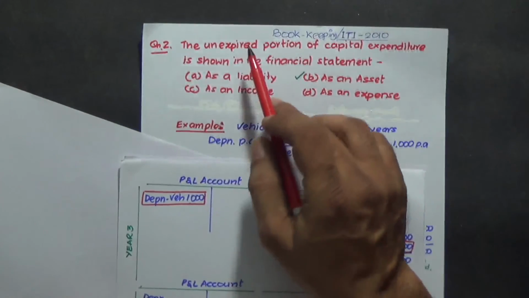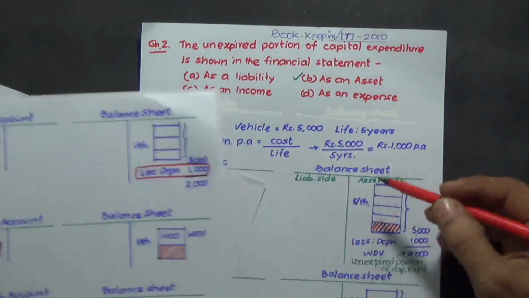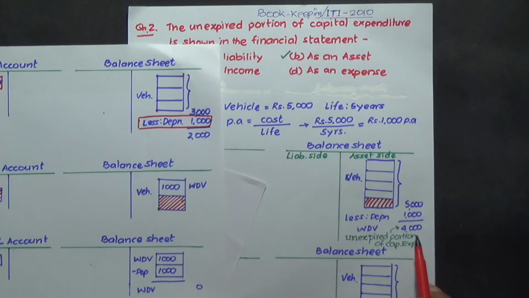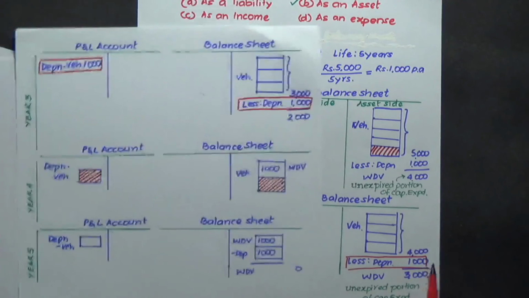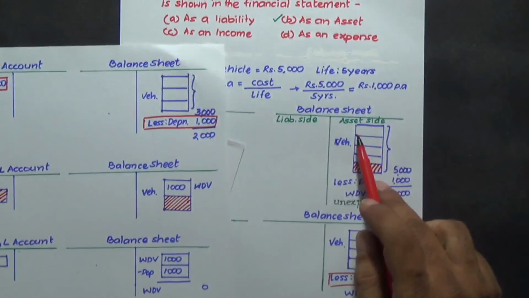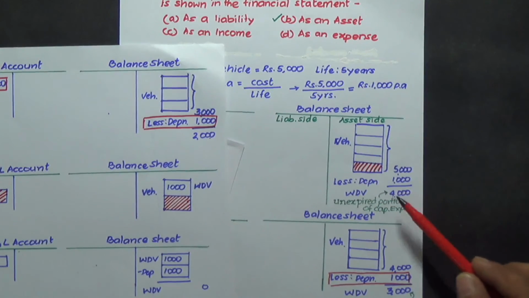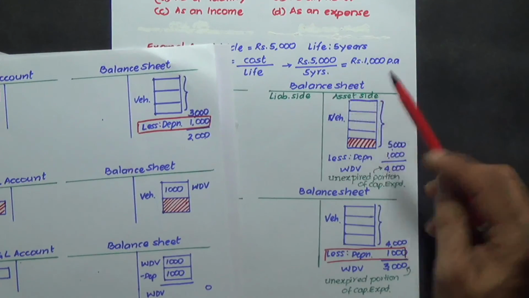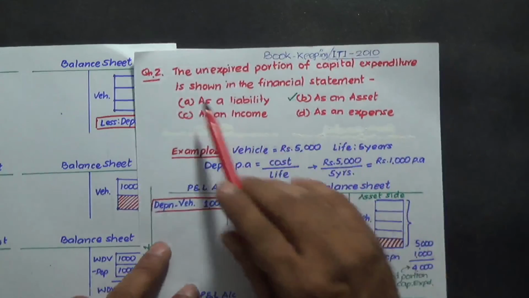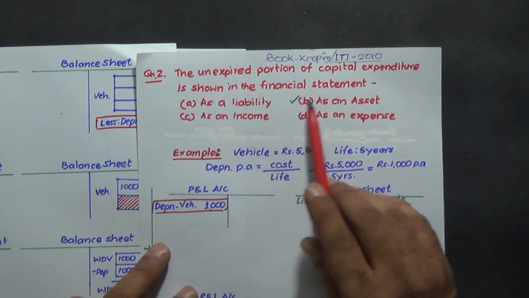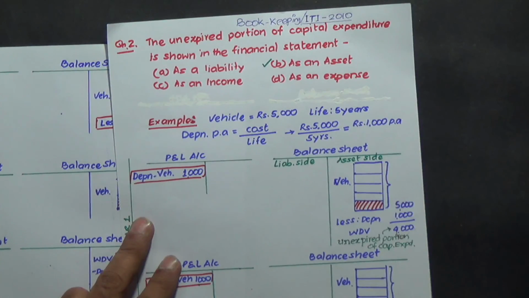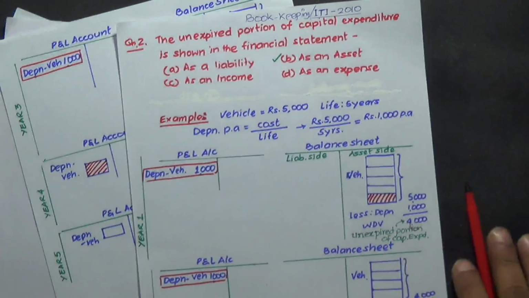Unexpired portion of capital expenditure. All this is capital expenditure. All the assets are capital expenditure. Unexpired portion, this one. 4,000 is unexpired portion of capital expenditure. 3,000 is unexpired portion of capital expenditure, so all these are shown in the asset side. This unexpired portion of capital expenditure, this 4,000, 3,000, these WDVs are unexpired portion of capital expenditure. They are shown in the asset side. So the answer to this is the unexpired portion of the capital expenditure is shown in the financial statement as an asset because it is shown here. This 4,000 is shown in the asset side. This 3,000 is shown in the asset side. So with that, we have completed problem 2.